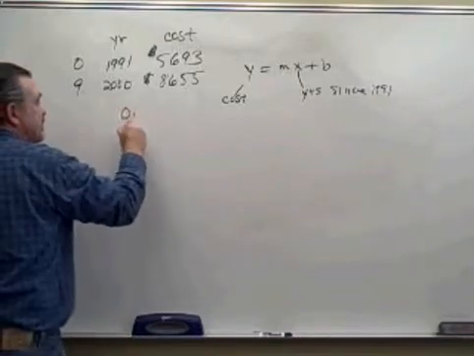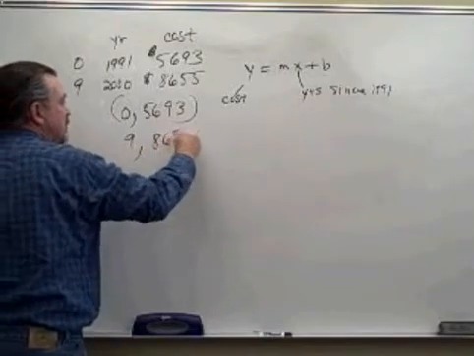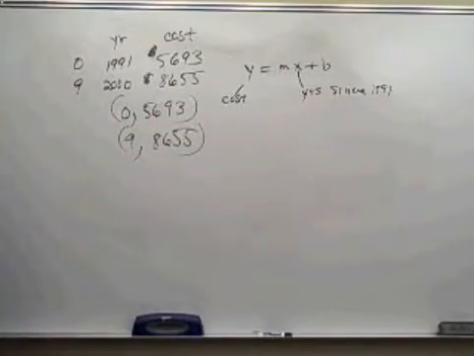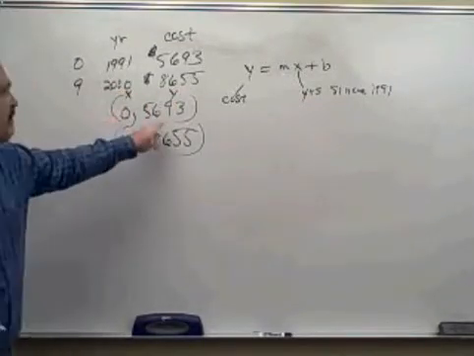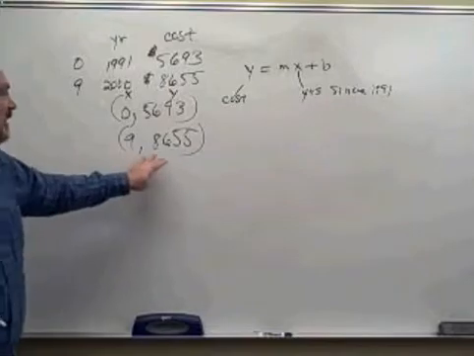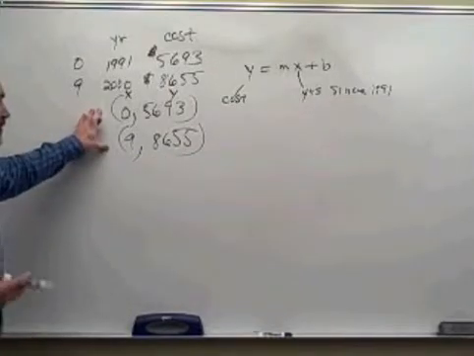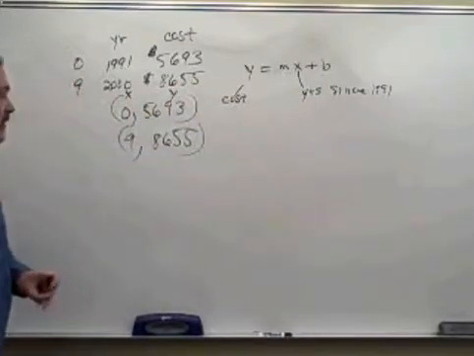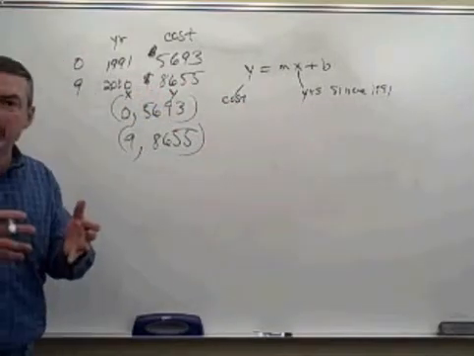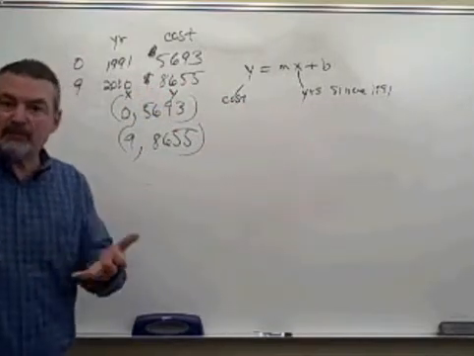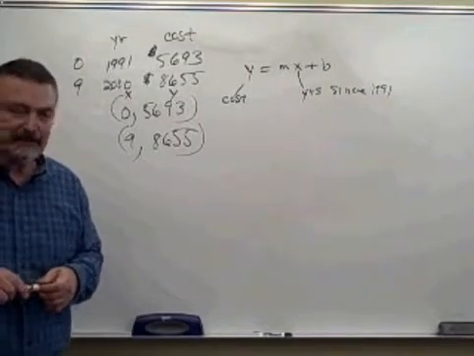So in effect, they gave me these two xy points. They gave me the xy points 0, 5693 and 9, 8655. And I can use these 2 points to create my equation. Because if I have 2 points for the equation, that's 2 points for the line. If you have 2 points on the line, you can always find the slope of the line.